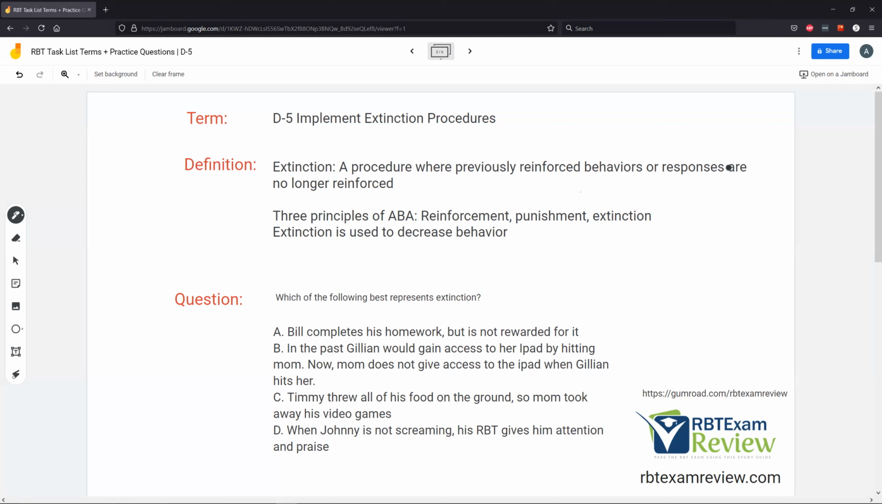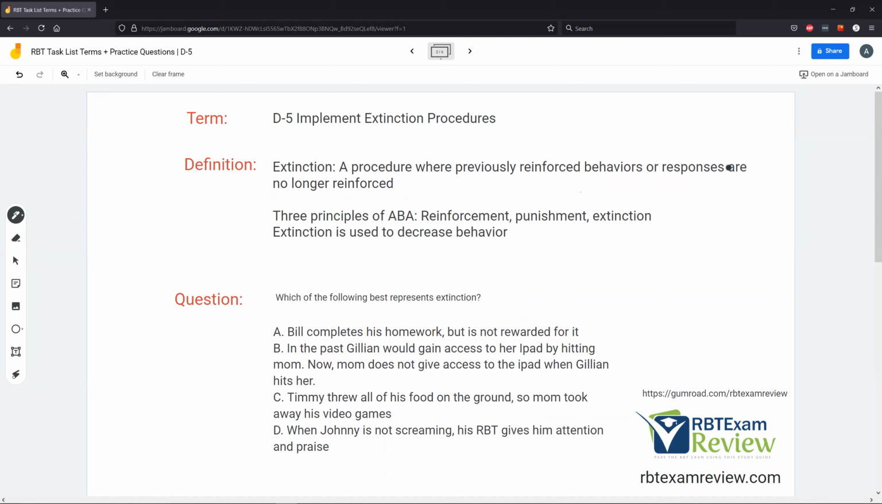For example, in the past, if a child came up and, in order to gain access to a cookie, they would hit their mom, and in response to being hit, the mom gave them the cookie. If we were putting that in extinction, now when the child hits the parent, they no longer get the cookie. Reinforcement is stopped.